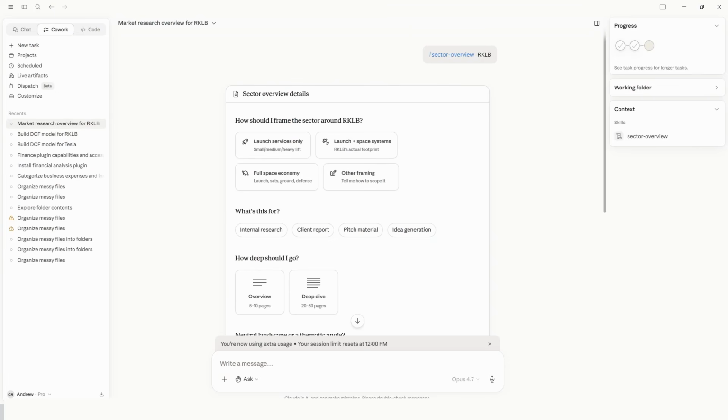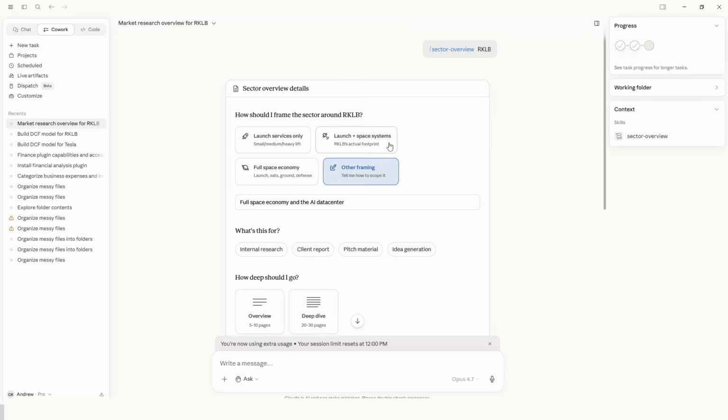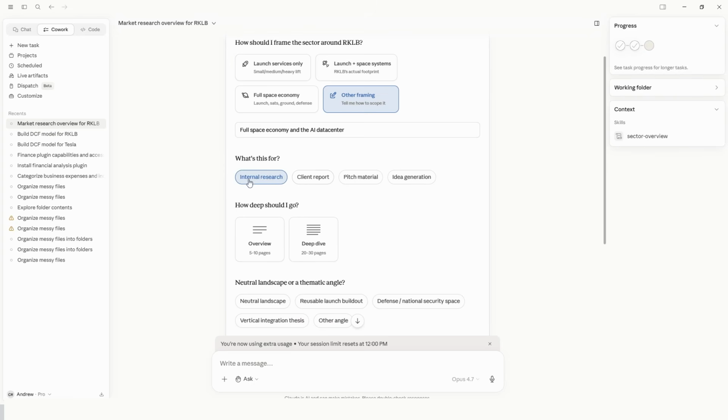For this one, you can really select whatever you want. For me, I would want to look at the full space economy, because I want to know how the sector is around RKLB, since SpaceX and those other companies are going to truly be valued. So I'm going to do the full space economy and the AI data center, because this doesn't include it, but I do know it. This is why you need to know at least some stuff when you're valuing a stock, so you can prompt it correctly. And then I'm going to say this is basically for internal research.